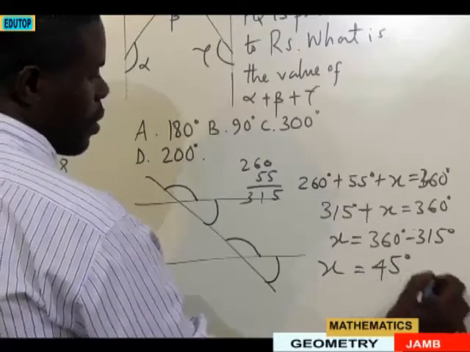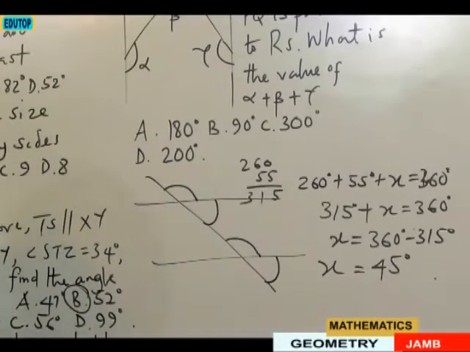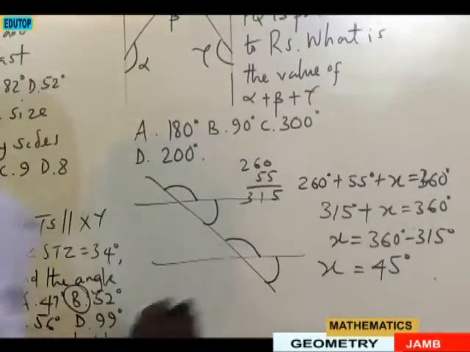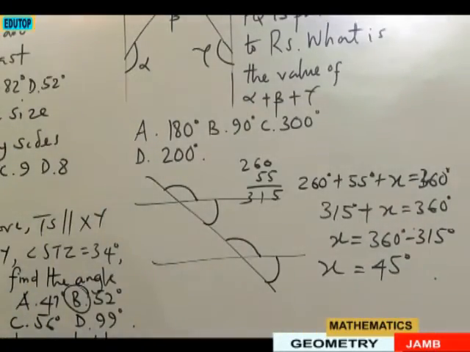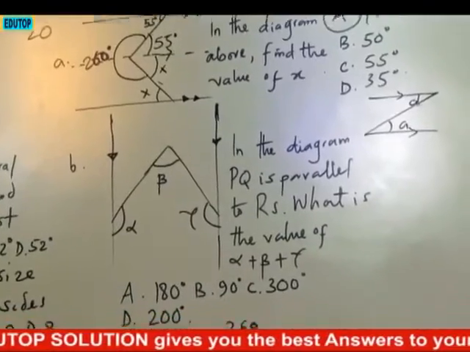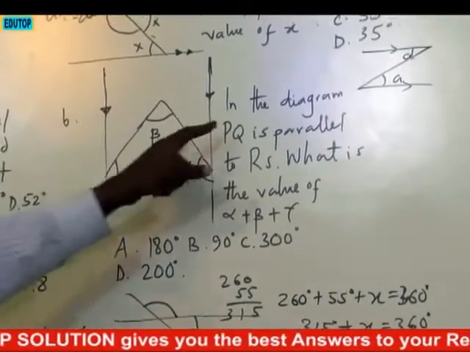45 degrees. So therefore, our x will definitely be what? 45 degrees, which is option A. This is question 20A. Then question 20B is saying that look at these two lines, they are parallel.